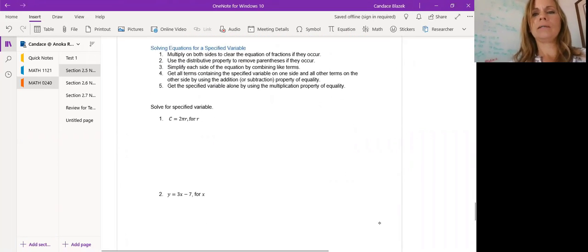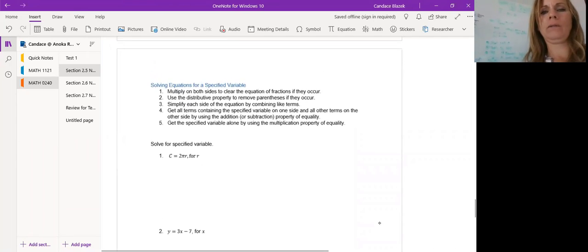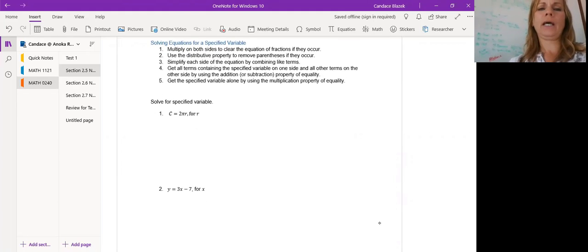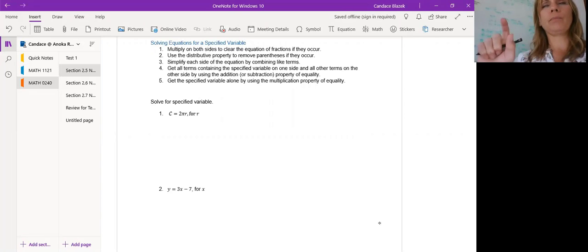Now, the last part is something that we call solving equations for a specific variable. In math, it's called solving a literal equation, same thing. But what you'll notice for these 3 examples that we have is that there are no numbers, right? So what we're going to do is use our properties of equality, the addition, the subtraction, the multiplication, and the division properties of equality to get a specific variable alone.